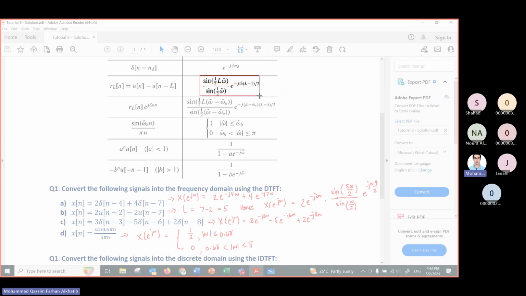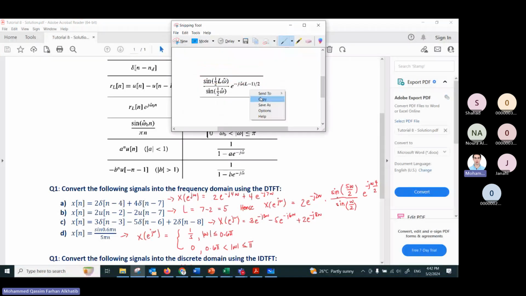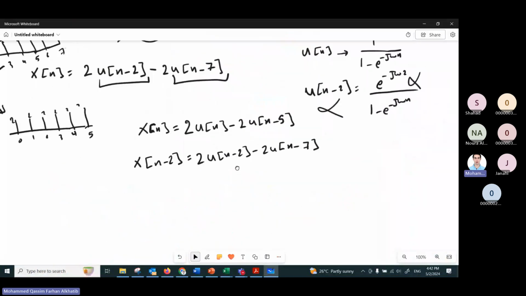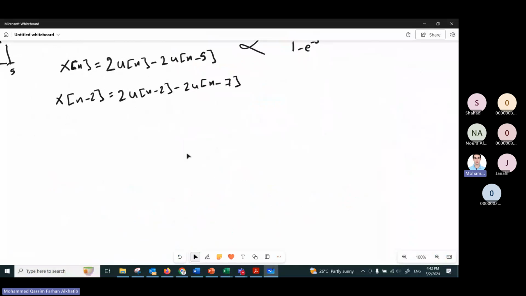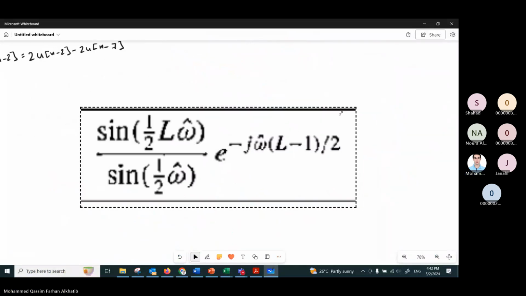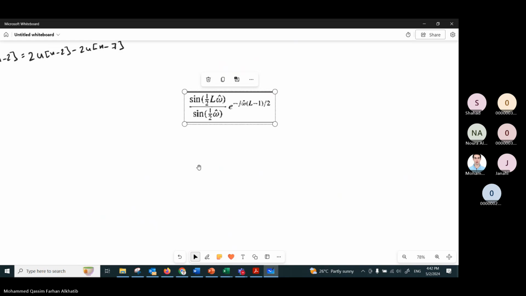Okay, like this. Copy it. And here is the solution. That's for u of n minus u of n minus 5. And instead of L, I will put 5. Now, when you say I have to take it as a common factor and multiply this whole expression by 2. This is a 5 here.